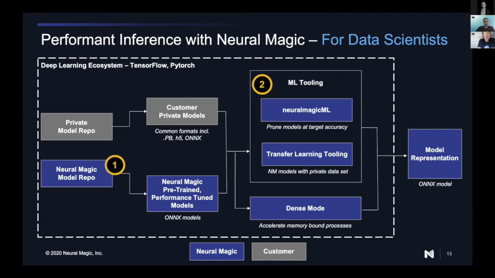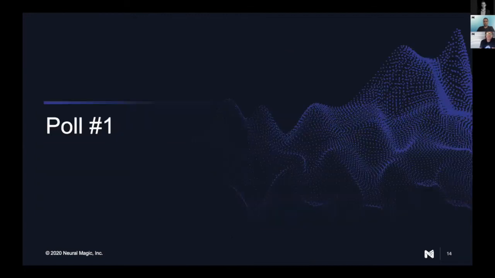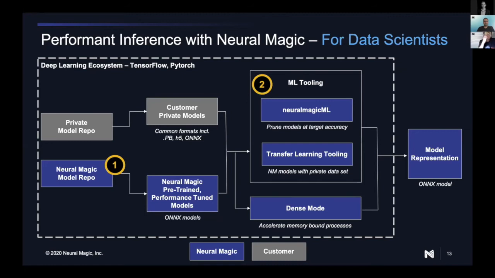And so you can run our models or any model in dense mode without any pruning at all, or you can use the ML tooling kit to prune those models, get better performance and reduce the amount of computation that's required. And so out of this process is a representation of your model in the ONNX file format. And we take that ONNX file and move it into our deployment architecture.